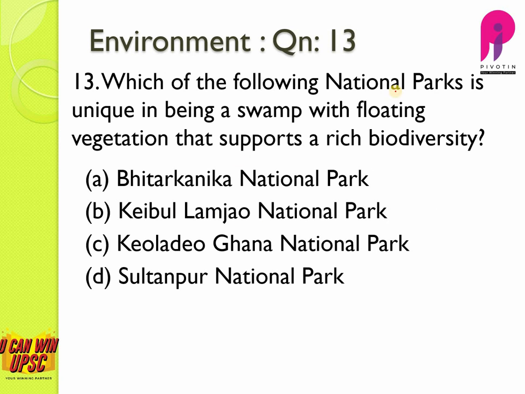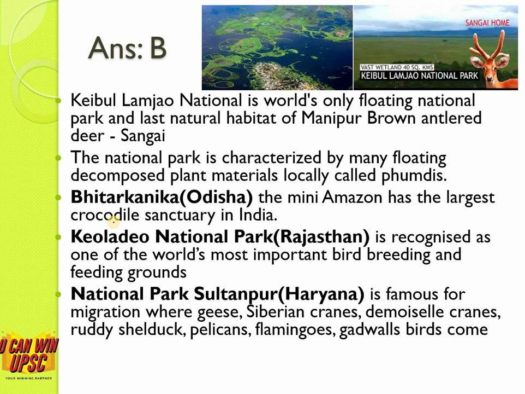Question number 13. Which of the following national parks is unique in being a swamp with floating vegetation that supports a rich biodiversity? Actually, this is a unique national park which floats. This is unique to the world actually. The floating mass is also called Phumdis, and the answer here is B, Keibul Lamjao National Park. And it is also famous for the natural habitat of Manipur brown antlered deer, which is the Sangai deer. Please do read about the other options too.